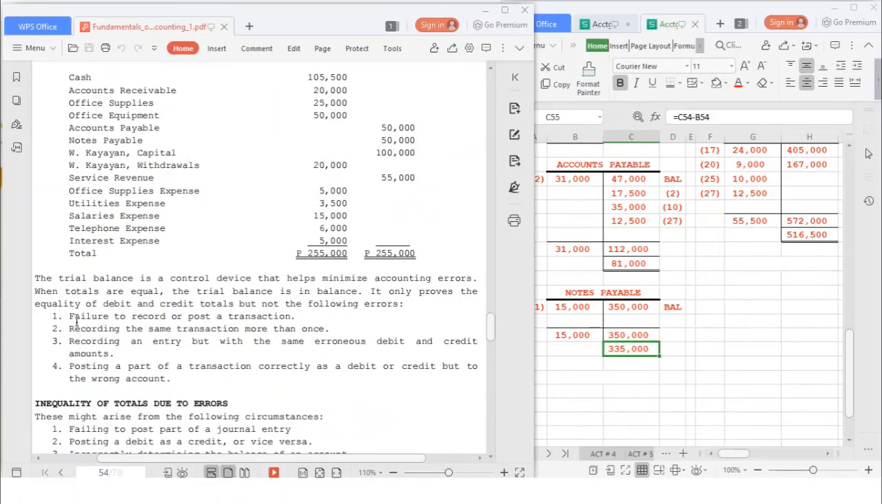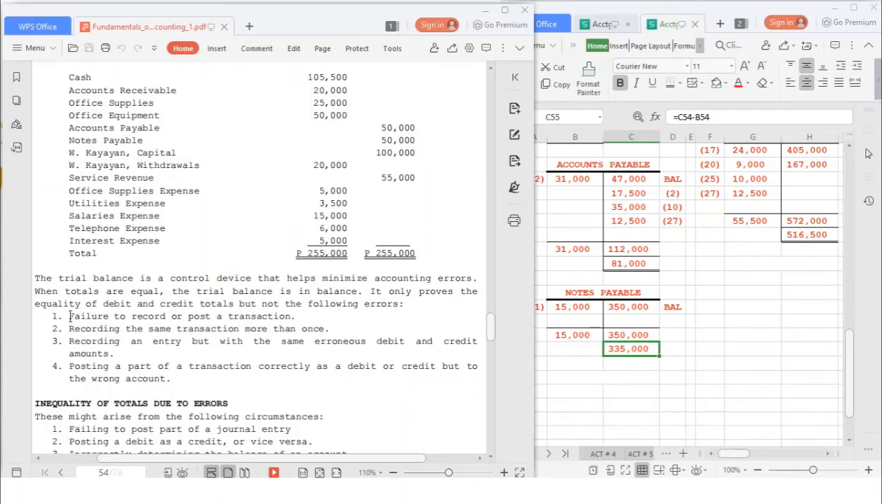For example, failure to record or post a transaction. Since you did not record it, there is nothing to post, of course, it will not be reflected in your trial balance. So, meaning, the amount in your trial balance is short. Although it is in balance, the amount is wrong, because it is lacking, since it was not recorded or posted. Now, another is recording the same transaction more than once. This is when you double-recorded it.